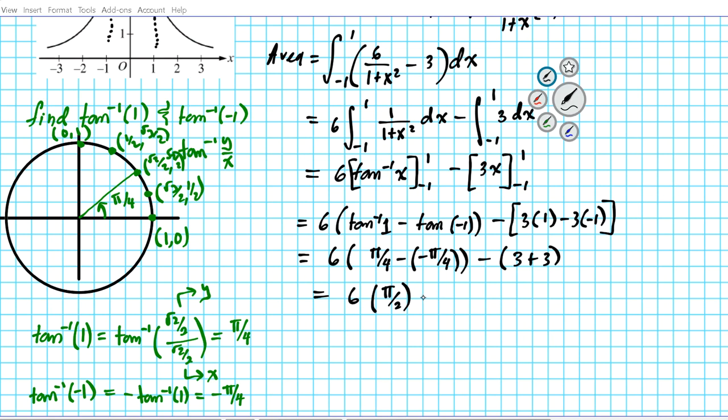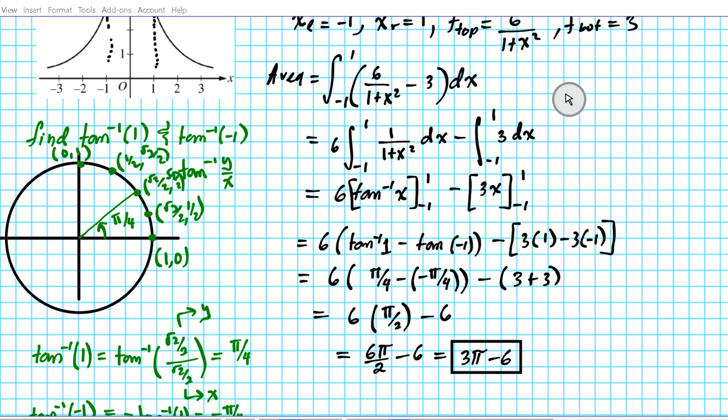And minus 3 plus 3, which is 6. So we have 6 pi over 2 minus 6. 6 pi over 2 is 3 pi. 3 pi minus 6 is your final answer for question number 4A.